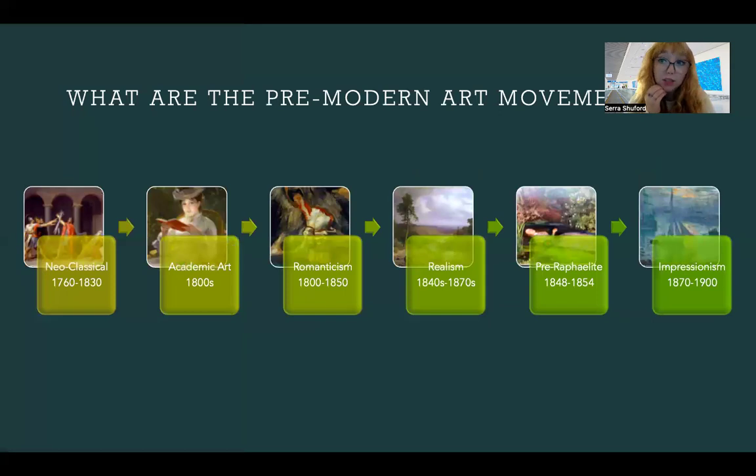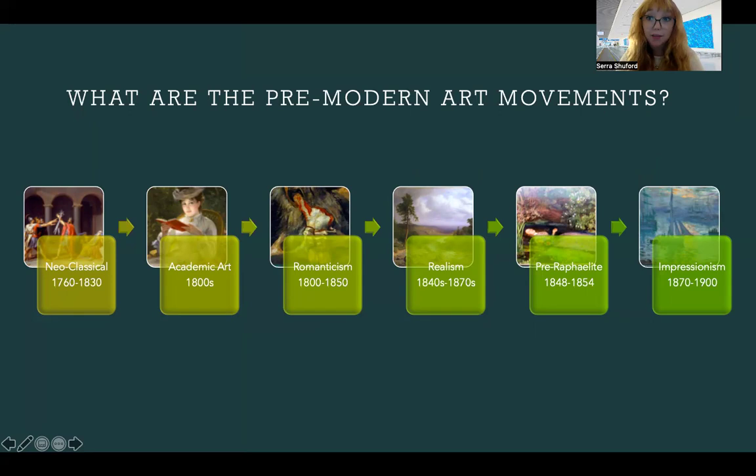This PowerPoint's a little bit different than I have them set up in the past, which is not a bad thing, but I just wanted to give you a sense of what this is going to look like. I've got our timeline here because there are many art periods that fall into the pre-modern art movement, more so than we've talked about in the past. We're going to talk about these six that are on this timeline here. We have Neoclassical that begins right after the Rococo period. It goes from 1760 to 1830.